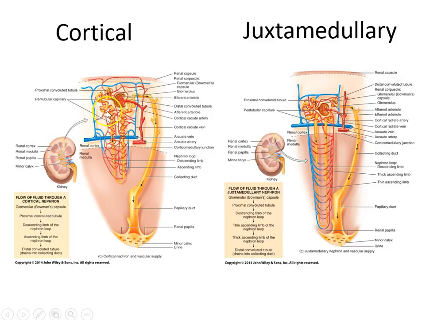So there's the cortical nephron. So we see our whole cortex and then that renal pyramid. And that nephron loop goes about a third of the way in this picture. Whereas the juxtamedullary goes almost all the way down. It's super long, so we have more time to reabsorb more water. Then you can see how the collecting duct empties down into that papillae.